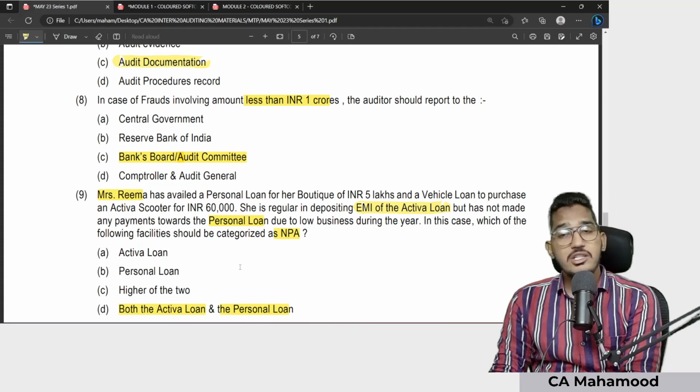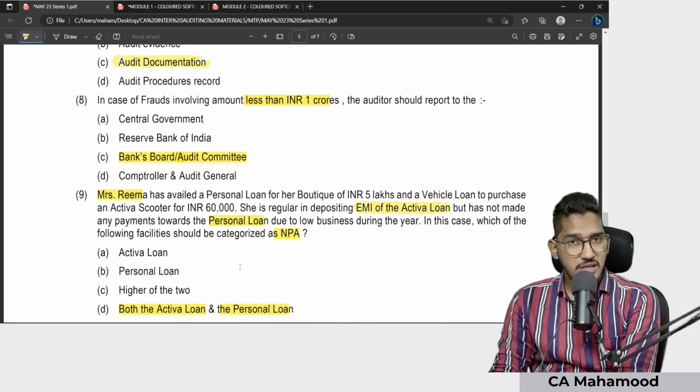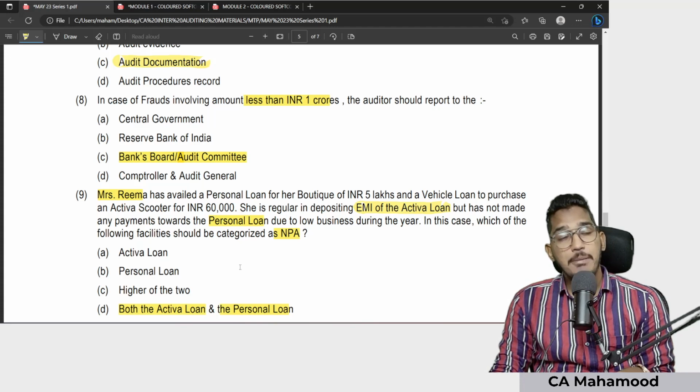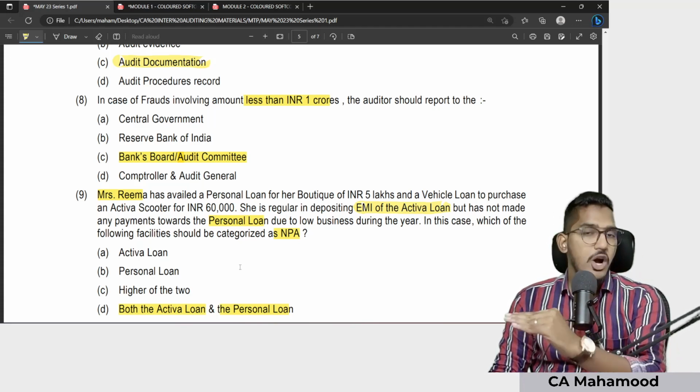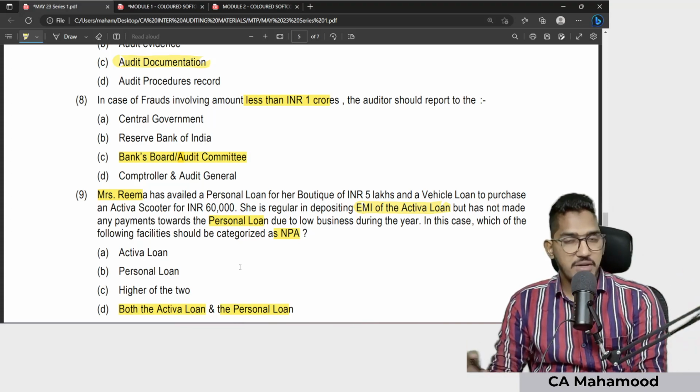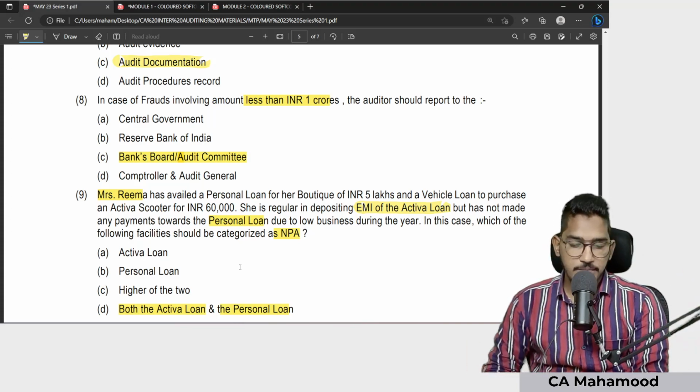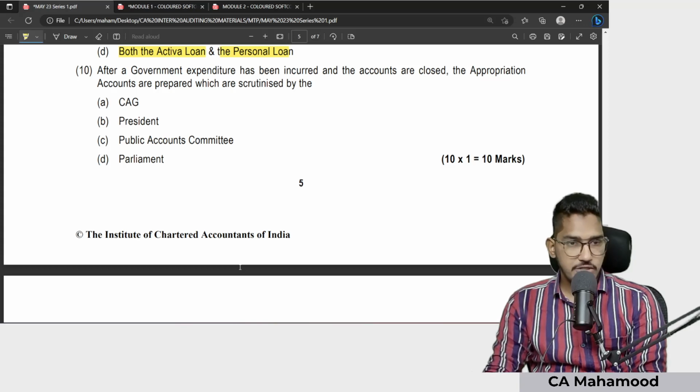You can't say, sir, she is paying Activa loan properly. No, but still account NPA classification will happen account wise, not loan wise. Once a person's account is classified as NPA, all the loan accounts in his name will be classified as NPA. Clear? Next one. 10th question, last question.